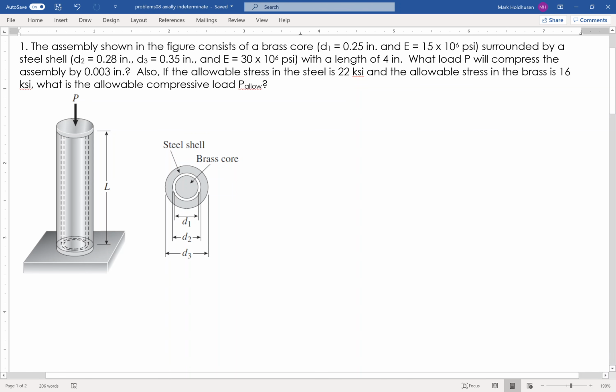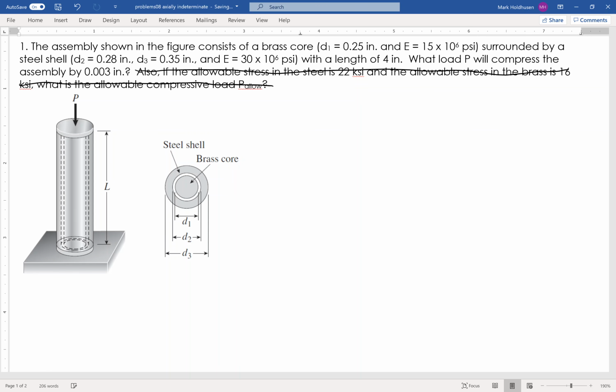Here we have an assembly. It's got a brass core, steel shell. It's got a length of 4 inches. And I want to know how much load it's going to take to compress this thing 0.003 inches. And that's all I want to do. I don't want to worry about this last question. We'll cross that one off right there.